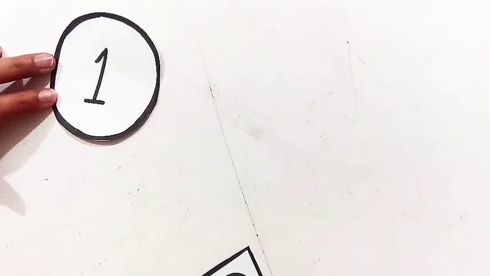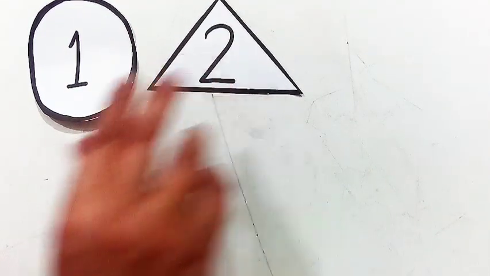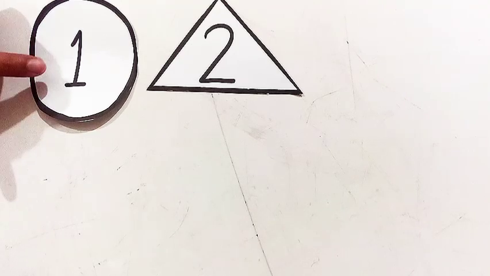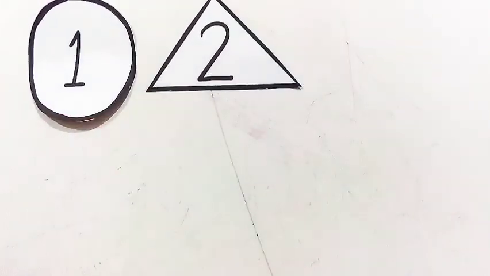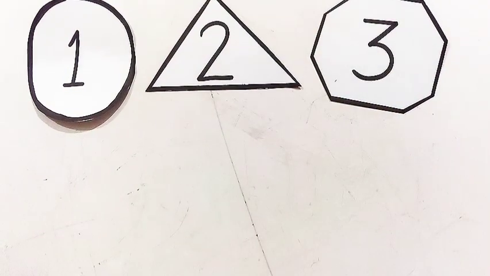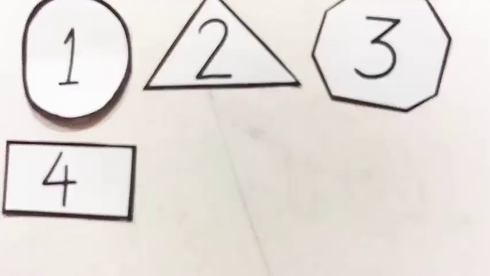For example, we have 1, 2, after 2. Now, first of all, the lowest number is 1. Now we have to see what is the higher number than 1. 2 is higher than 1, so we will arrange 2 after 1. Then 3, 4, as 4 is higher than 3.